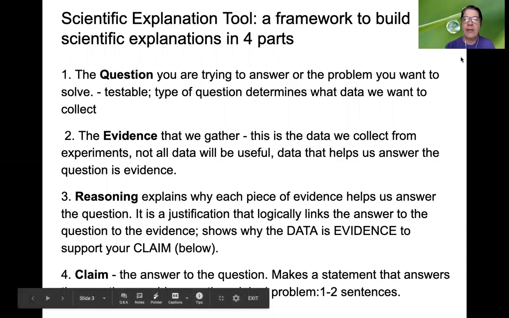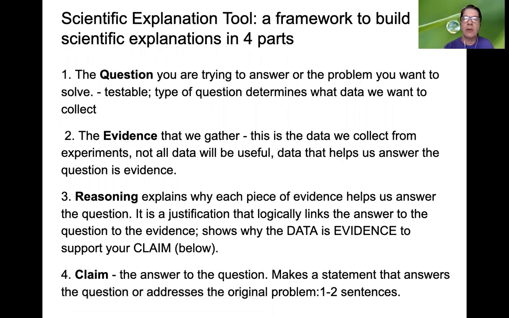So the scientific explanation tool really is a framework that will help you write conclusions based on evidence. And it has 4 parts. The first part is the question. You start with a question that you're trying to answer or a problem you're trying to solve, and the question must be testable. The type of question determines also what kind of data we want to collect.